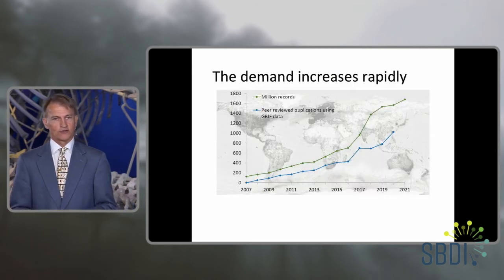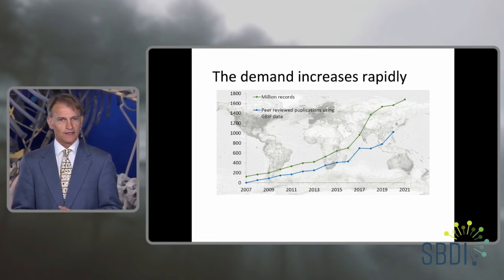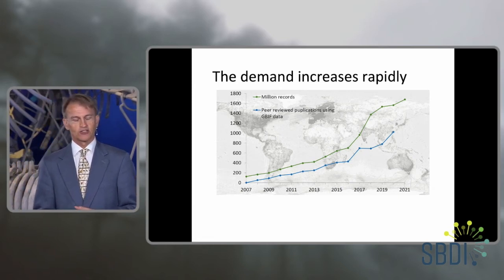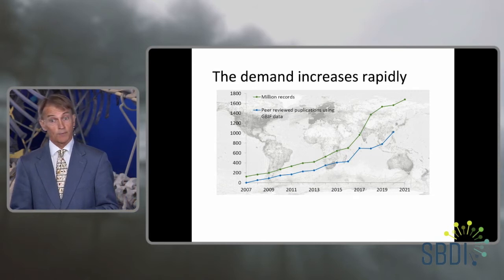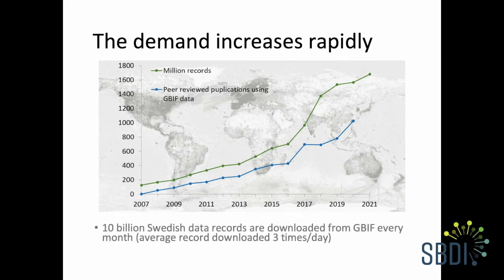The demand for our services increases rapidly. Here you can see in green the number of records shared through GBIF, and we're now approaching 2 billion data records. And in blue, you see the number of publications using these data through GBIF, and we're now approaching about 2,000 publications per year, or 1,000 publications per 6 months.